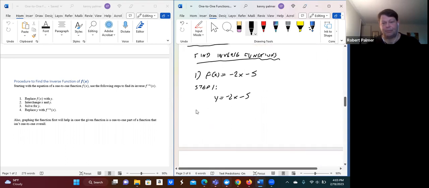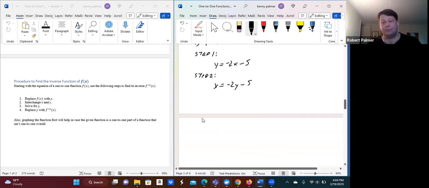Now step two: interchange x and y. That means replace x with y and y with x. So here's y, make this x, and here's x, make this y. So x equals negative 2y minus 5. That's step number two.